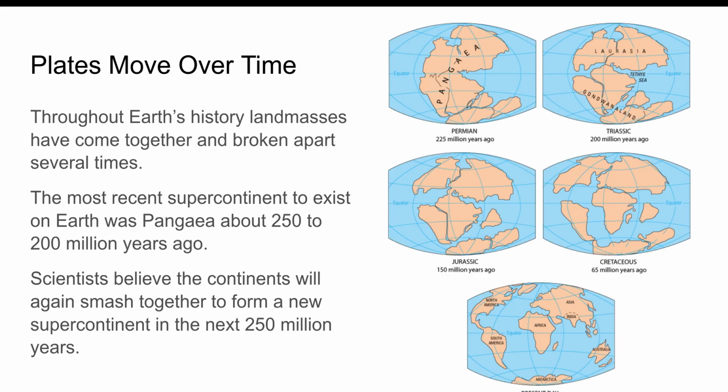All right. You guys have all heard of Pangaea. It was the most recent supercontinent. 250 million years ago it existed and started splitting apart until we have what we see today. And if we fast forward 250 million years from now, we're probably going to end up with another supercontinent.